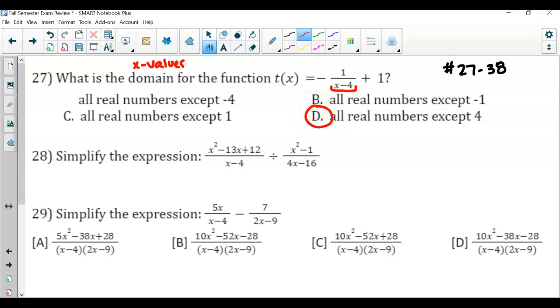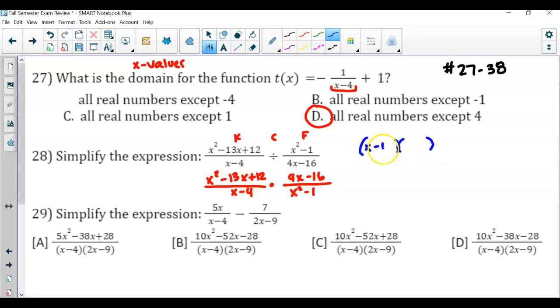Now 28, we are dividing. Notice how when dividing, we always need to keep, change, flip. So we're going to keep our first rational expression, but then multiply by the reciprocal, which is now 4x minus 16 over x squared minus 1. Now, as I go through, notice how we have our trinomial. So what numbers multiply to get 12, but add to get negative 13? Negative 12 and negative 1.